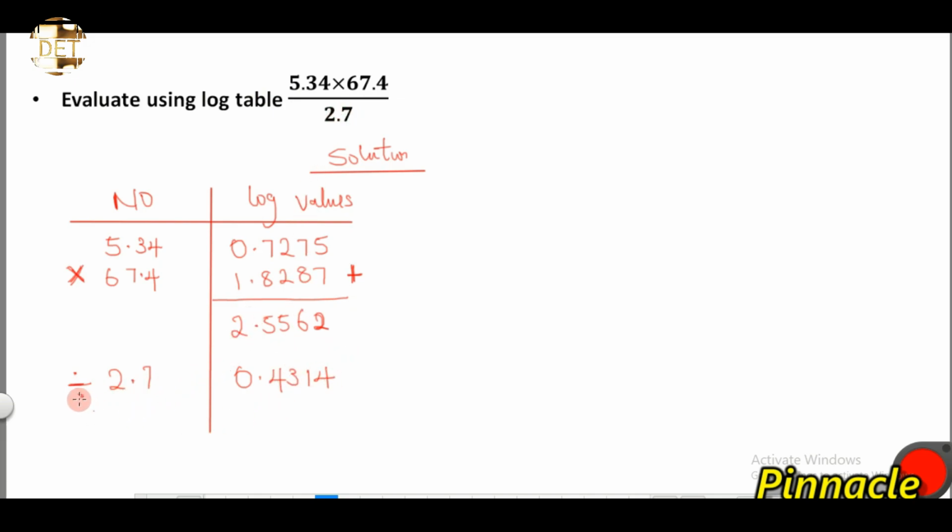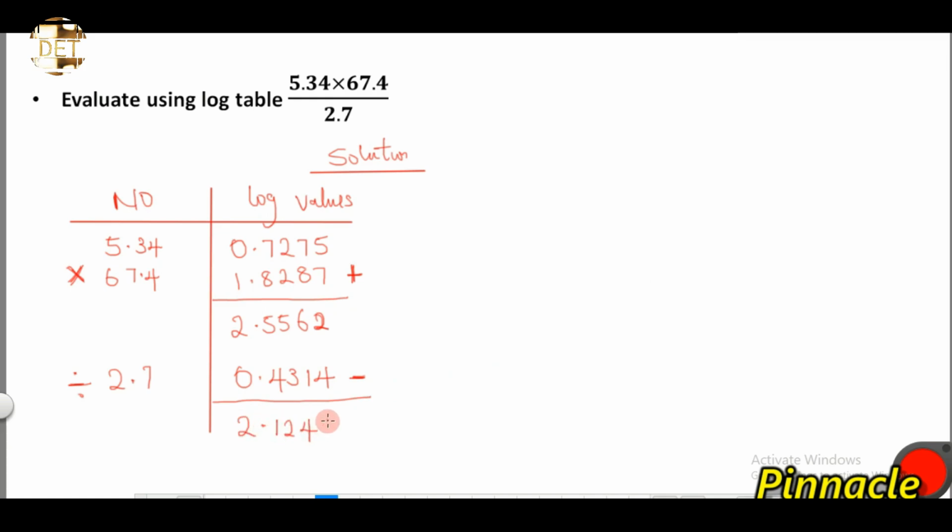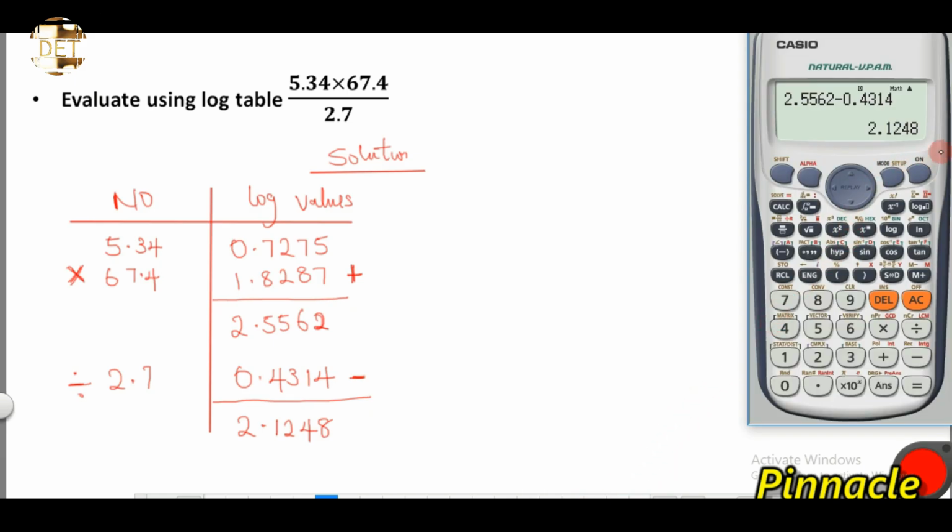So in logarithm, division means minus. So what I would do is to subtract this value from this value. If I minus these two, what am I going to have? This is 2.5562 minus 0.4314. So I'll bring in my calculator and punch that. 2.5562 minus 0.4314 will be equal to 2.1248. Yes, 2.1248.